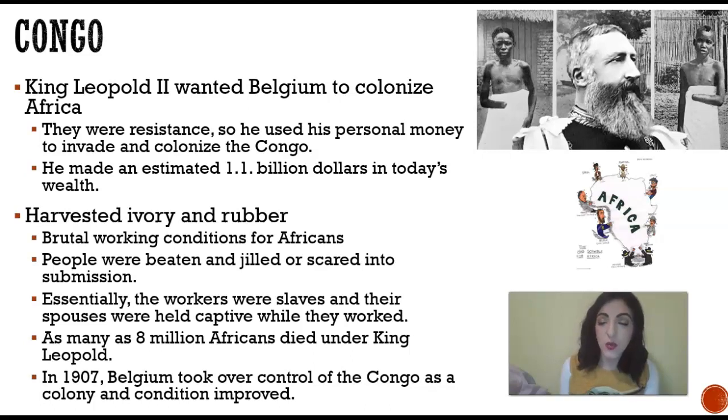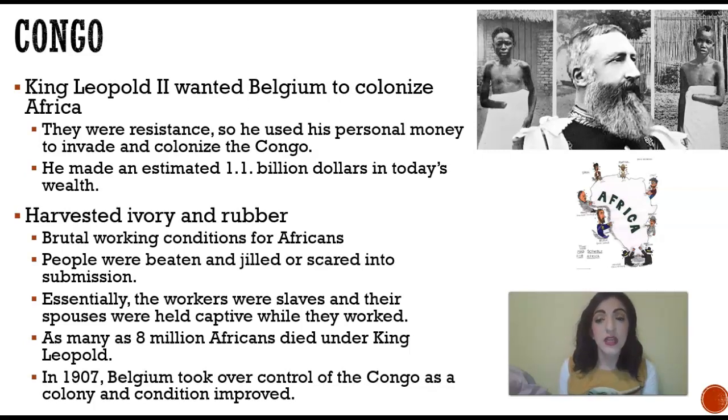The conditions were horrendous. They were brutal. People were beaten, jailed, or scared into submission. The workers, the slaves, and their spouses were held captive. In order to keep people from running away, he would send the men off to work, and then he would keep the spouses and the children as hostages. As many as 8 million Africans died during King Leopold's reign.